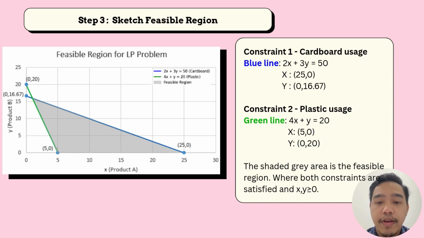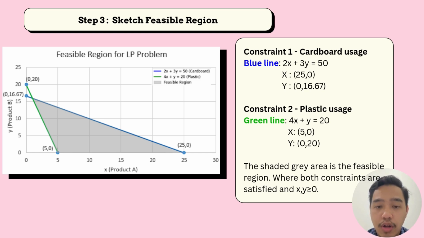Here's how we do it. First, convert each inequality into an equation by replacing the inequality sign with an equal sign. Then, plot the line of the equation. This is called the boundary line. Decide which side of the line to shade based on the original inequality sign. For example, if the constraint is x plus y less than or equal to 10, we draw the line x plus y equals 10 and shade the area below the line since we're dealing with less than or equal to.